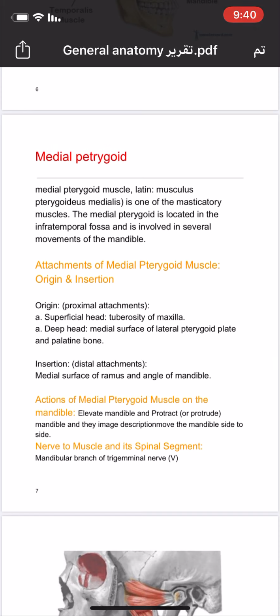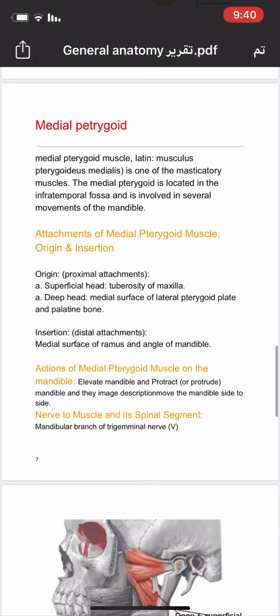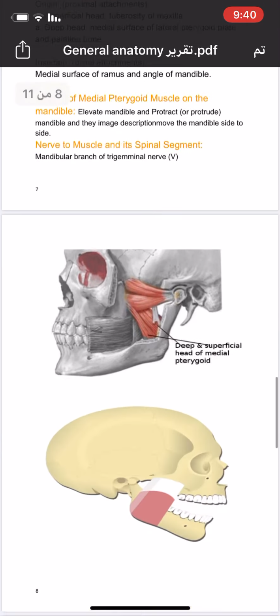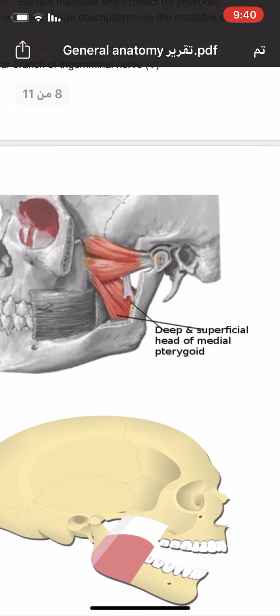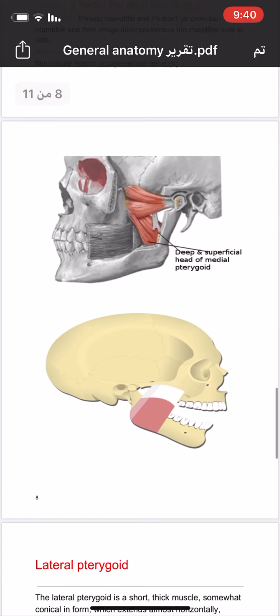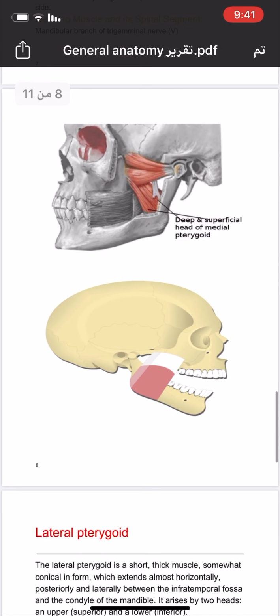Now the action of the medial pterygoid: it elevates the mandible, protracts the mandible, and moves the mandible side to side. The nerve of the medial pterygoid is the mandibular branch of the trigeminal nerve, which is V3. We notice the deep and superficial heads of the medial pterygoid, and here the side-to-side movement of the mandible.